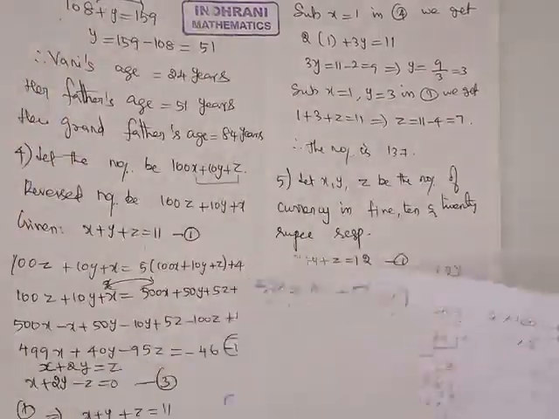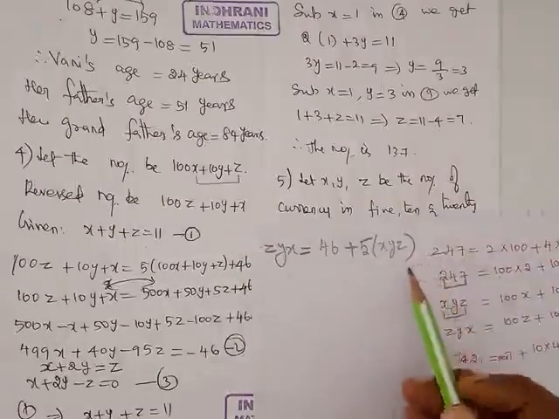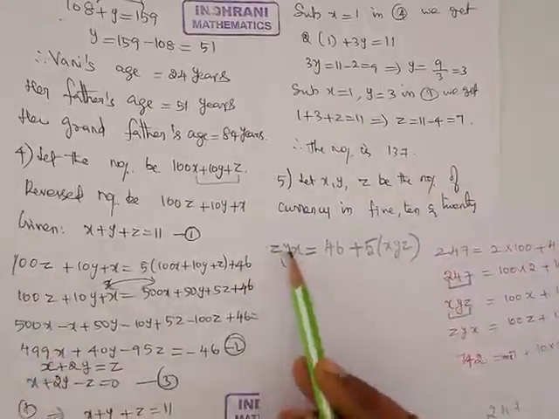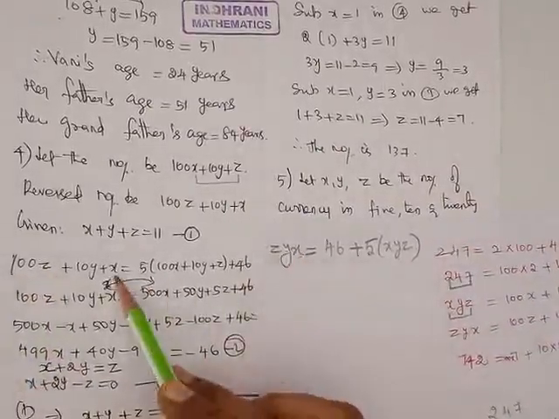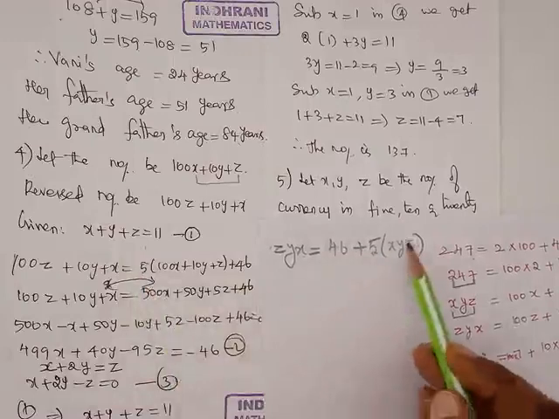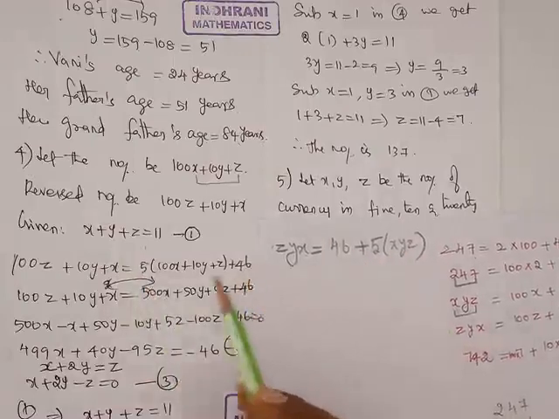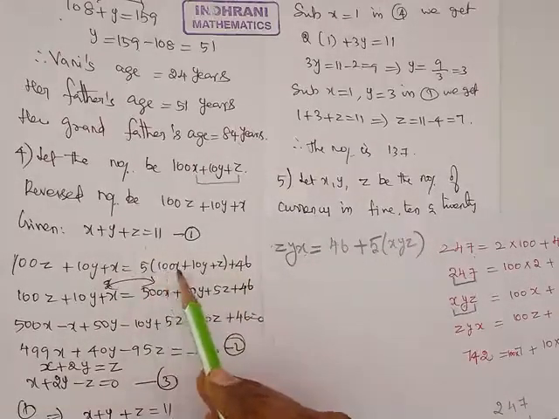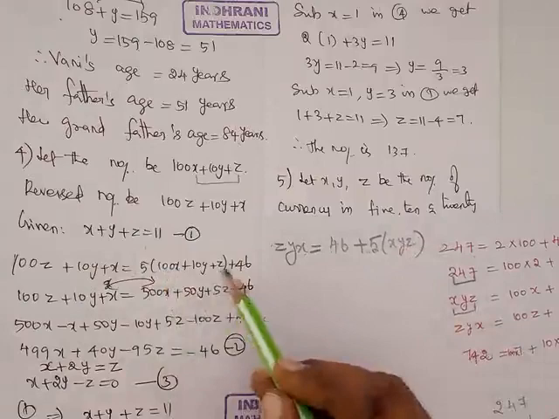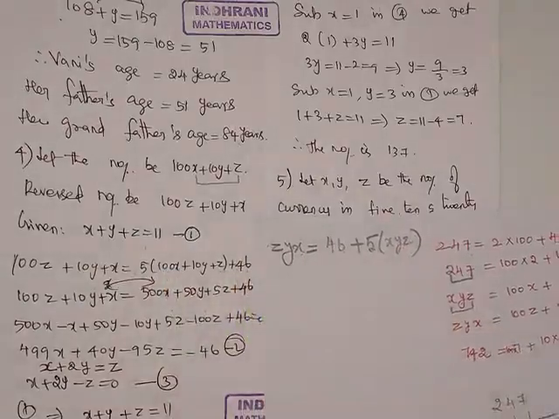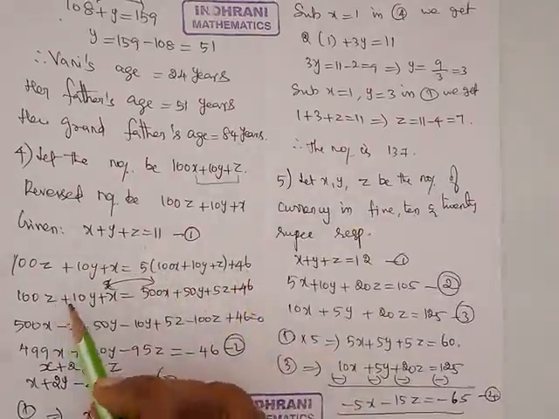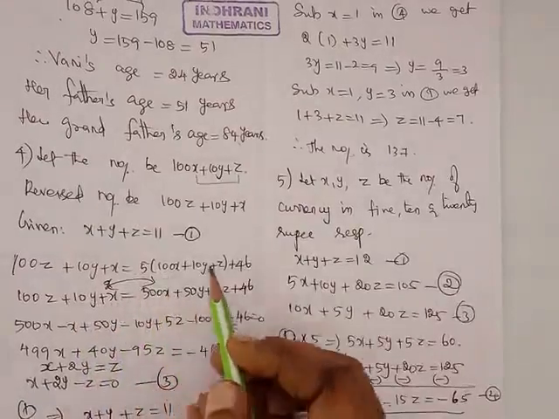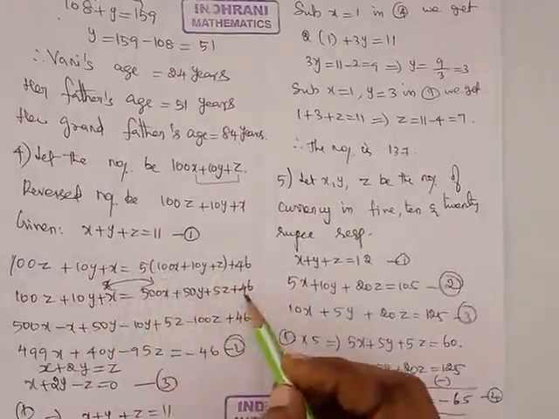So that only we want to write it while forming the equation. So ZYX means 100Z plus 10Y plus X equal to 46 more than, I am writing 46 at the end. So first I am writing 5XYZ, that is 5 into 100X plus 10Y plus Z plus 46. Now you simplify this. It is 100Z plus 10Y plus X is equal to 500X plus 50Y plus 5Z plus 46.